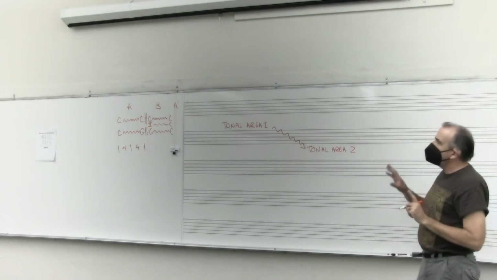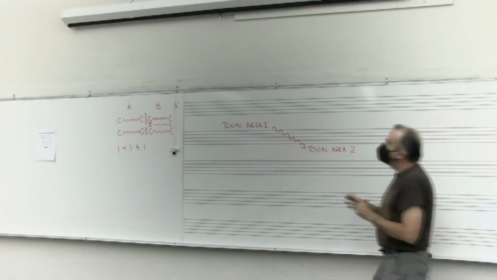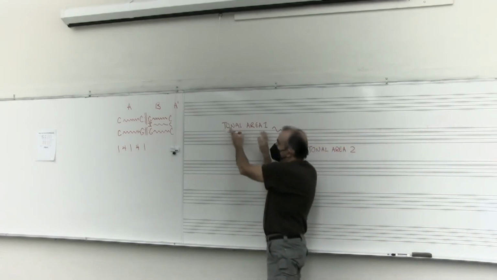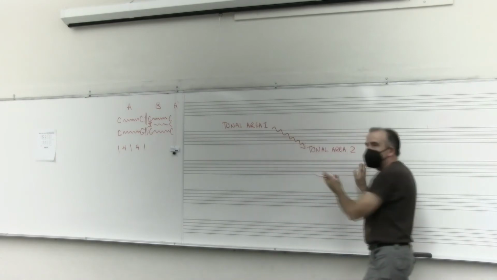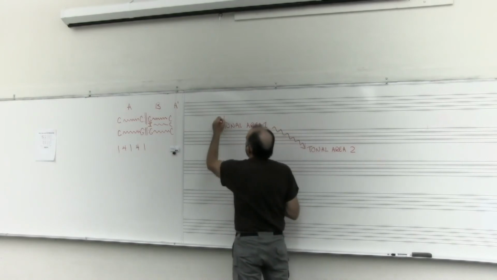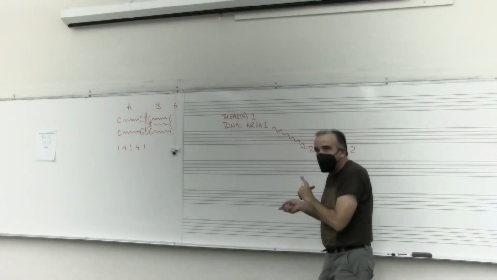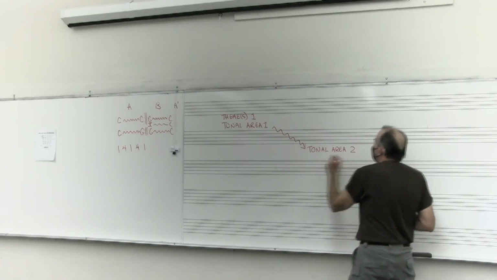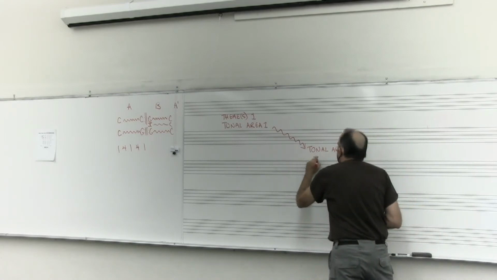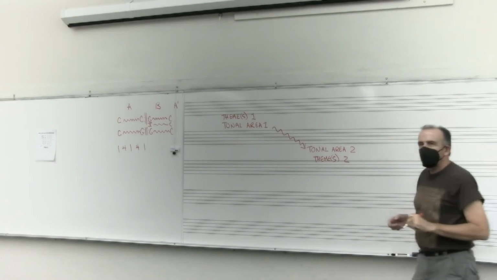And the reason I'm putting it that way rather than saying theme 1 and theme 2 is because although oftentimes there is a theme in this area and a second theme in this area, there can be more than one theme. So we could call it like this, theme or themes 1, and then the same thing would be true here, theme or themes 2. Does that make sense?